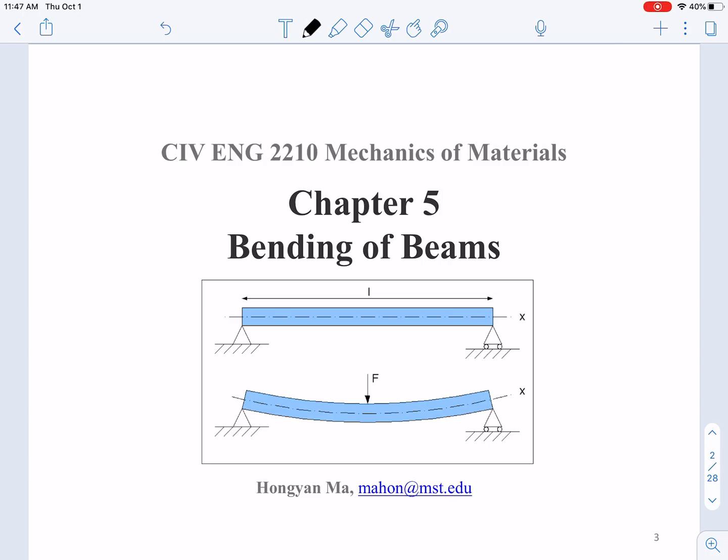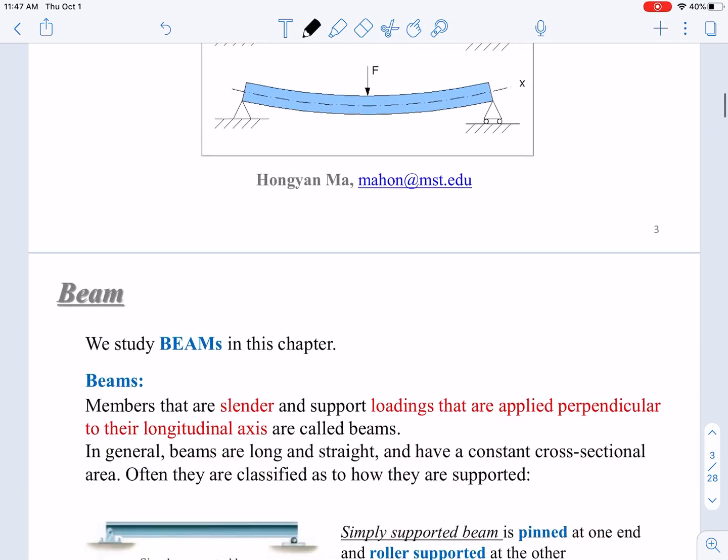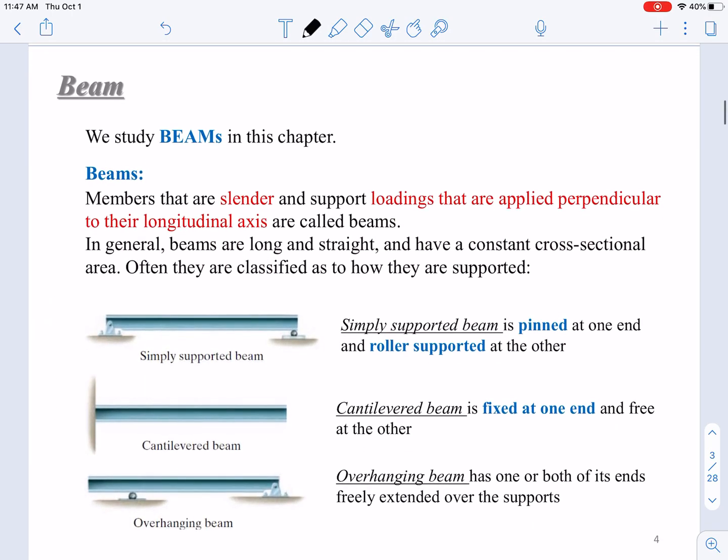In the beginning of chapter 5, let's review what is a beam and how to determine the V and M diagrams. Okay, so we study beams in this chapter, and we will determine the bending stress in beams. Beams are just members that are slender and support loadings that are applied perpendicular to their longitudinal axis, and these elements are called beams.